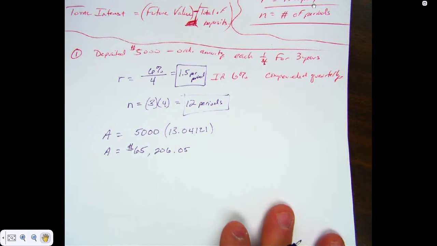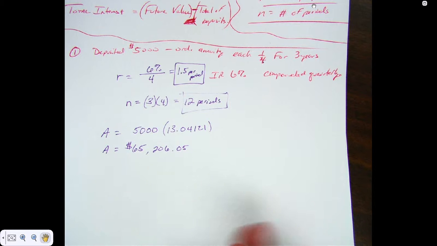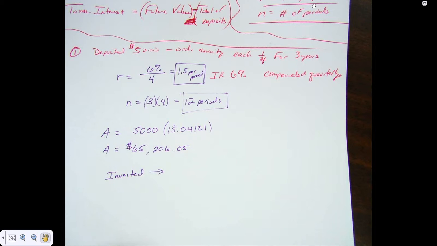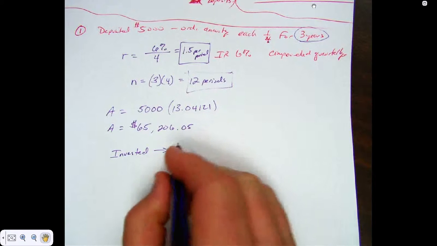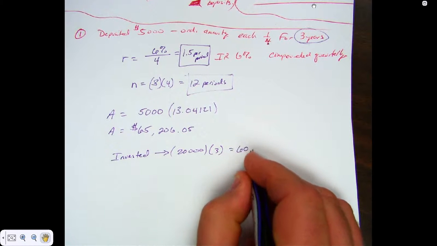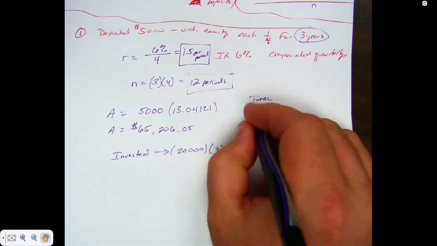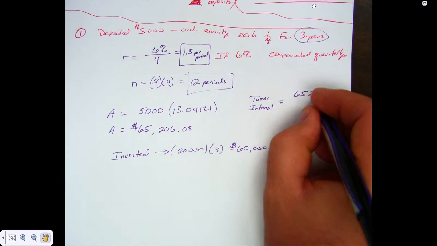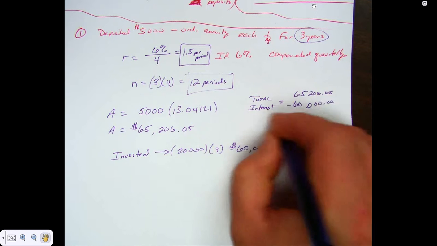Now, that seems like a lot, but what you've got to remember is how much has he invested for 3 years? $20,000. Nope. How much has he invested? 60. Why? Because this is over how much time? 3 years. So he's going 20 grand a year for 3 years. So he has invested 60,000. So his total interest is equal to what? 65,206.05 minus 60,000.